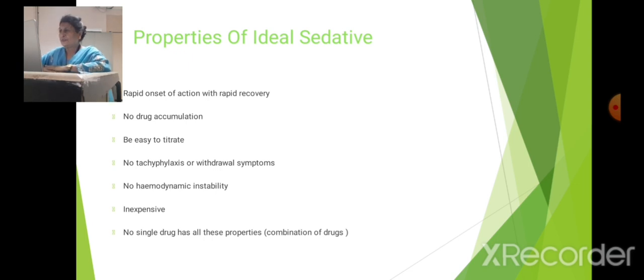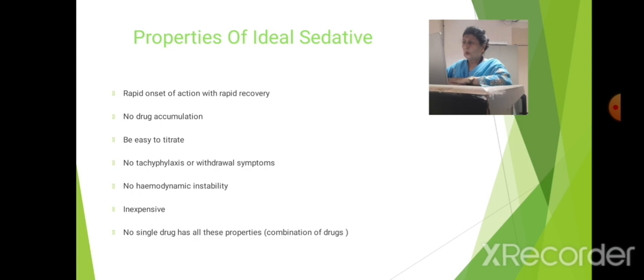What should be the ideal sedative? From our point of view, it should have a rapid onset of action and rapid recovery without any complication. That means it should act as early as possible, and once we have completed the procedure, the recovery should be very, very rapid. No drug accumulation. There should not be any accumulation of the drug, and especially it should be seen that if the drug is metabolized in the liver, the liver is functioning normally, and there is no hepatotoxicity. If the drug is excreted through the kidneys, we should see that the glomerular filtration rate is good, and hence the drug is not accumulated in the body and is easily excreted either through the bowel or through the kidneys.